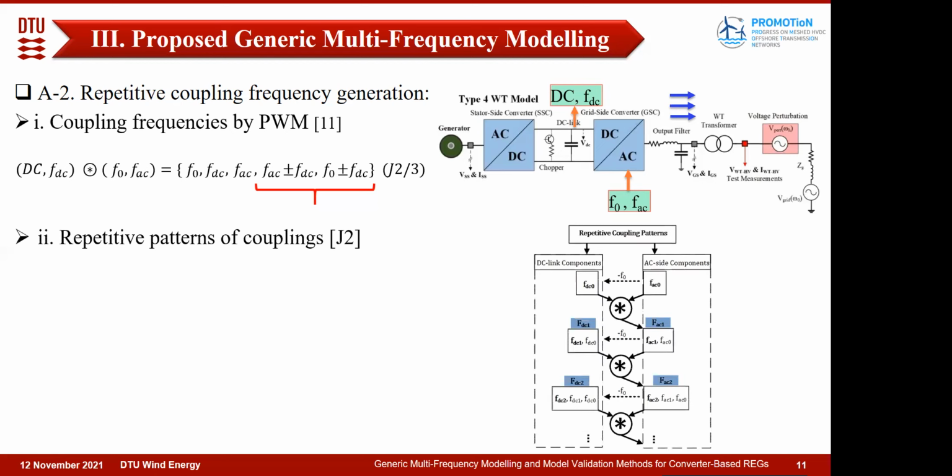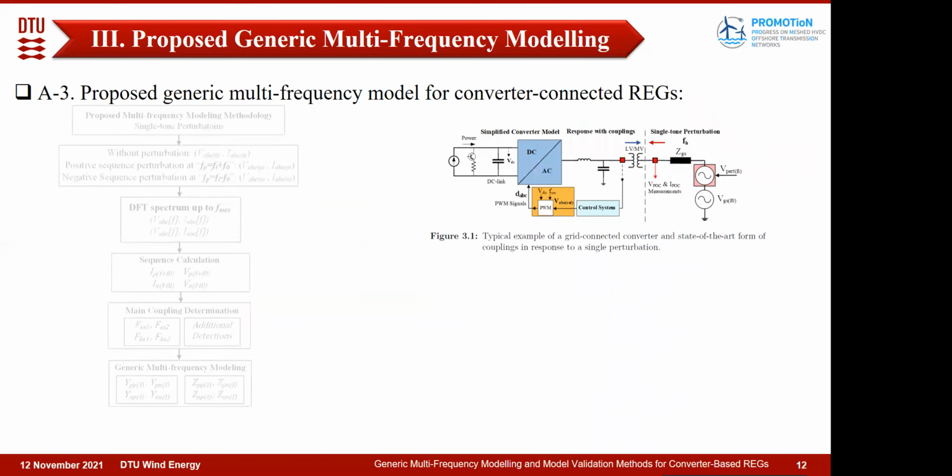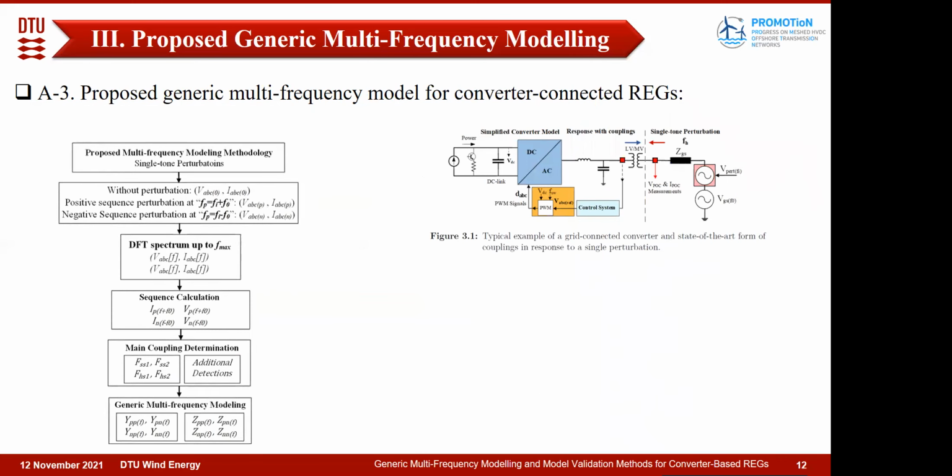So in our second journal, we also explained that this process can continue in a repetitive loop, and the new components can get into DC again, and then the control reference again, and then it can produce new frequency components. So in this journal, we explained that the previous assumption for couplings can be more generalized in these forms, that we should also add the multiples of the frequency component plus minus multiples of the fundamental frequency. So having this in mind, we can now explain the proposed generic modeling.